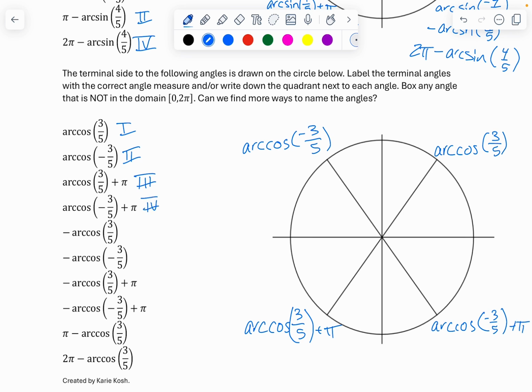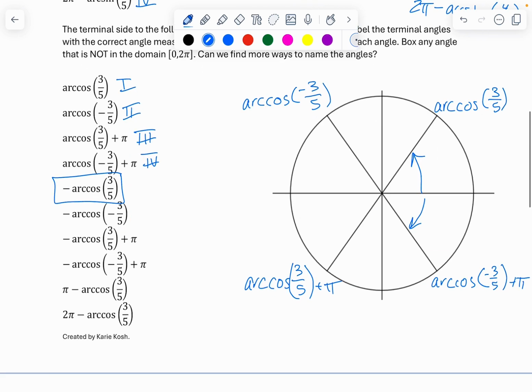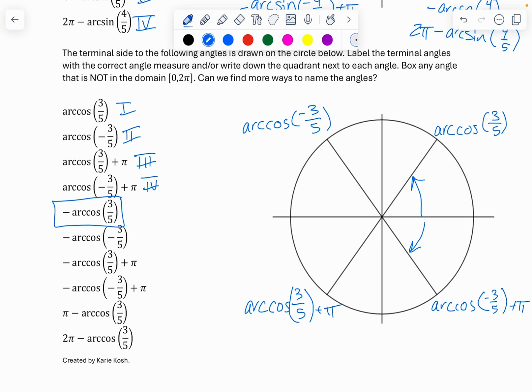This is quadrant 4. Now a negative arc cosine of 3/5. If this is arc cosine of 3/5, then a negative is going to put me down here. But this will no longer be in our domain. That's now going to be smaller than 0. But it might be helpful to use that angle, or you might see that somewhere. But it's definitely smaller than 0.